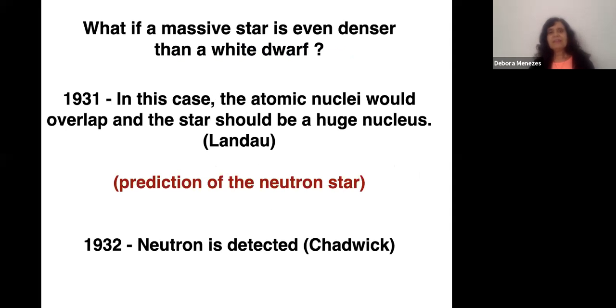But then Landau thought, what if a massive star is even denser than a white dwarf? If the mass is higher than 1.44 solar masses, then probably the atomic nuclei would be so compressed towards each other that they would overlap. And the star should be a huge nucleus. This was Landau's interpretation, and it's considered the prediction of the neutron star. This is very interesting because this interpretation was given even before the neutrons were detected by Chadwick in 1932.